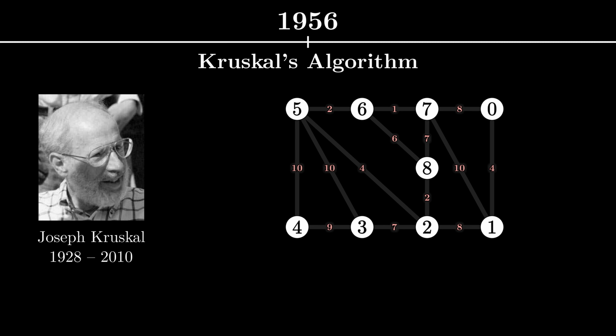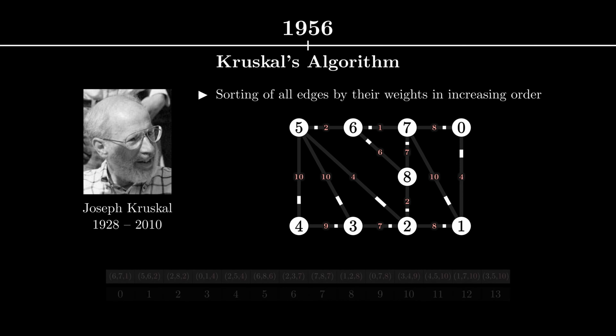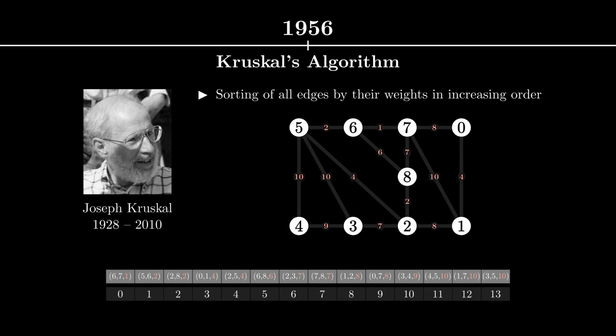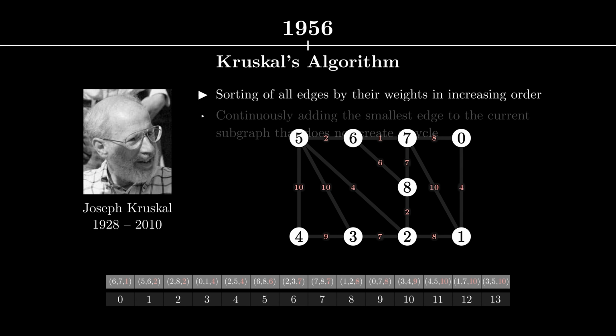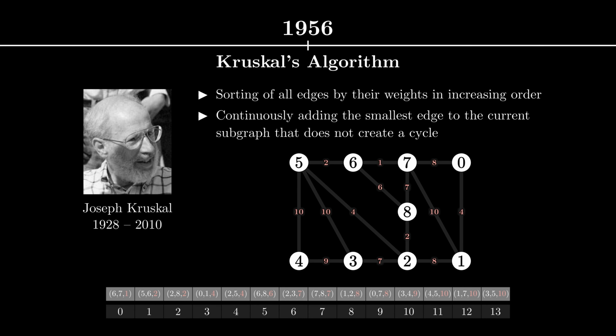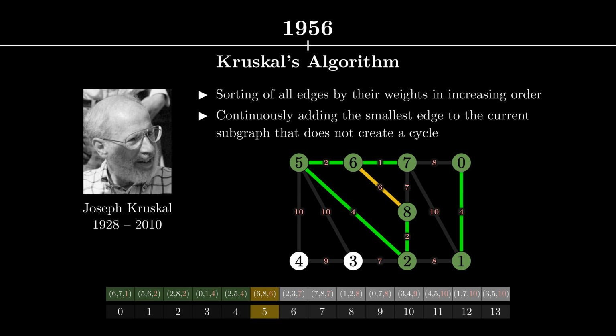Kruskal's algorithm starts by sorting all edges in the graph by their weights. Once this has been done, it proceeds by continuously adding the smallest edge to the subgraph that does not create a cycle. The cycle detection here can be executed using DFS or BFS, but it is much more efficient to use a union-find data structure for this purpose.